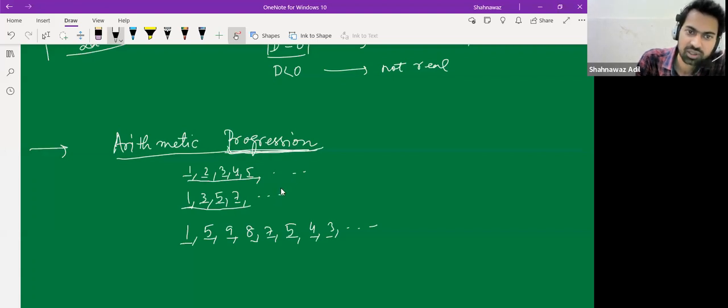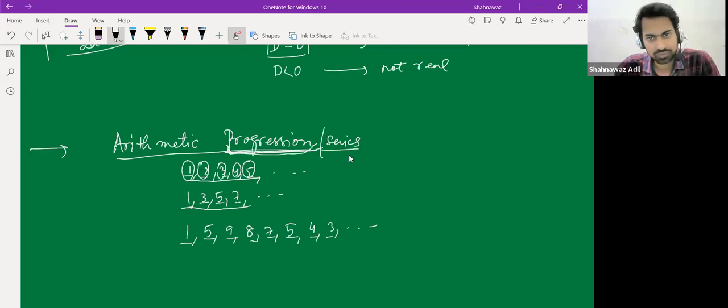Understood, guys? So the first thing is that these will be called terms. And if each successive term is following some pattern, that would be called a progression or a series. Understood, guys? Okay, Adil, you joined at a perfect time.